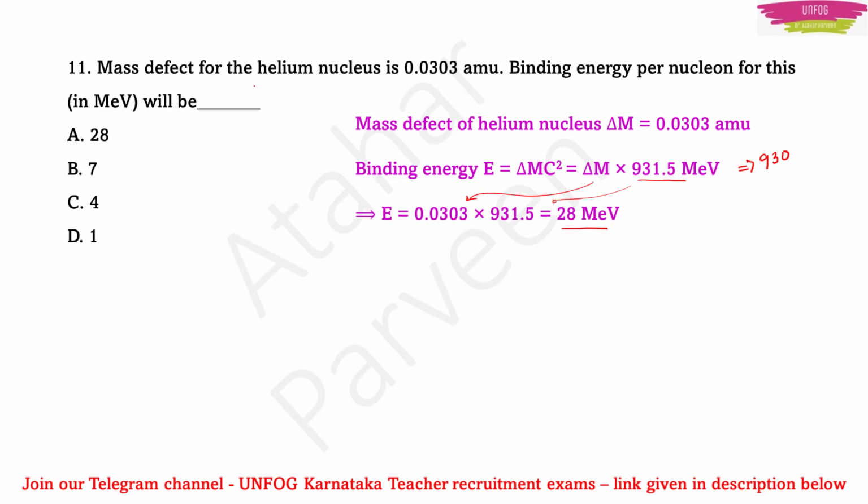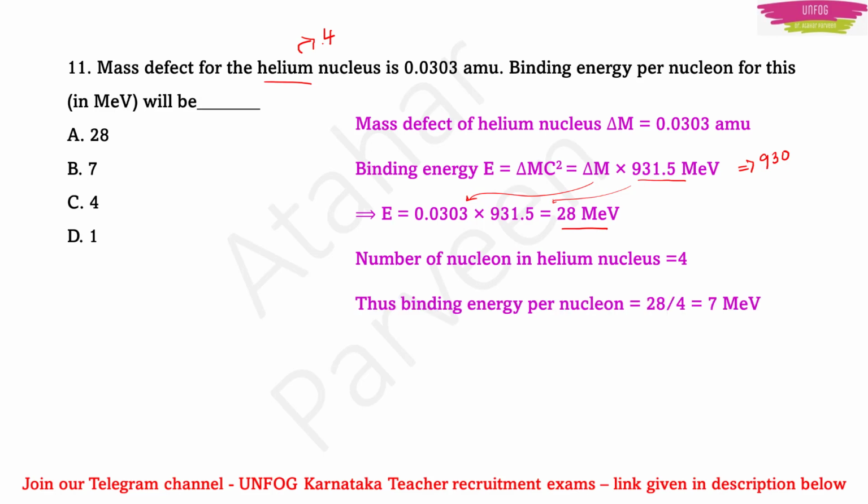But then they are asking for helium nucleus. So how much is the mass number for the nucleus? It is 4, right? 2 neutrons, 2 protons. This you should remember, you should not forget, because we have talked about this in Rutherford's alpha particle scattering also, right? We are told that the alpha particle is nothing but a helium nucleus, remember? So it will have 2 neutrons and 2 protons. So helium nucleus is having mass number 4, or number of nucleons are 4. So I need to divide this binding energy 28 by 4. So my answer will be 7 MeV.